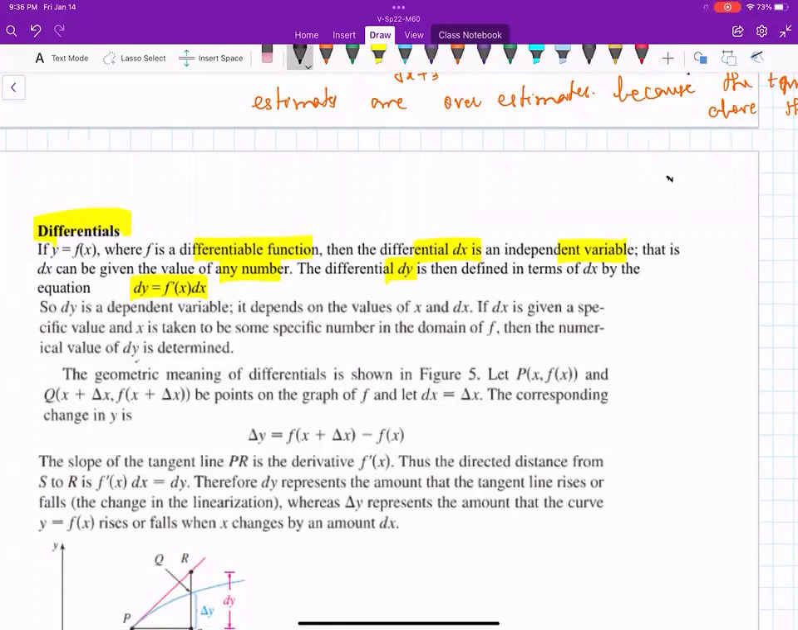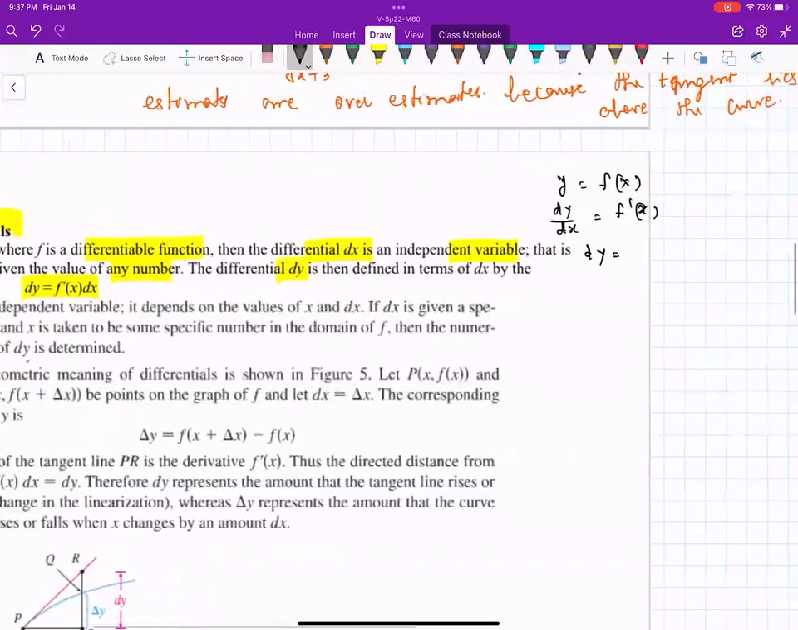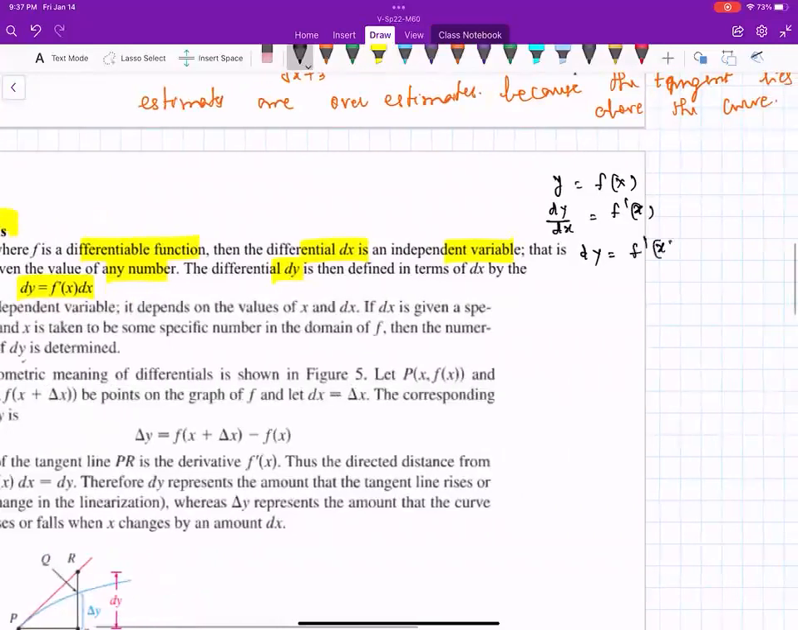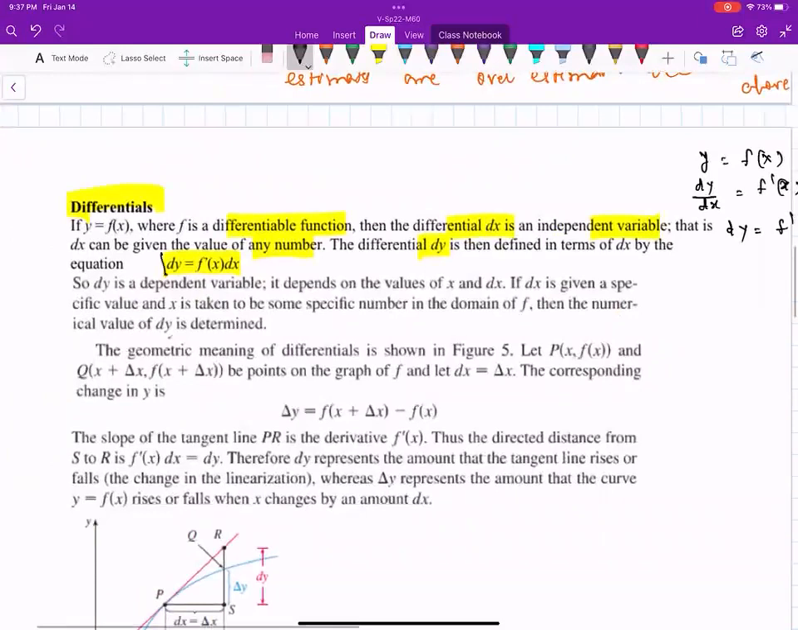So you know that y equals f of x. Then what is dy by dx? It is the derivative of y with respect to x. So if you move the dx to the other side, you get f prime x dx. So that is what the differential is. So dy is the dependent variable, dx is independent. It depends on the values of x and dx.